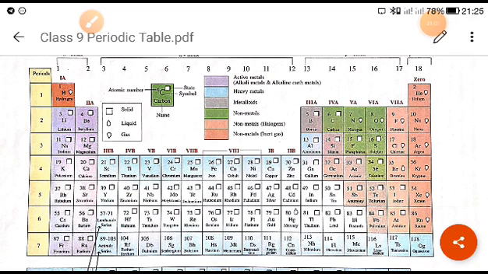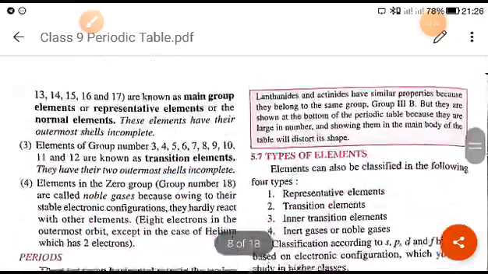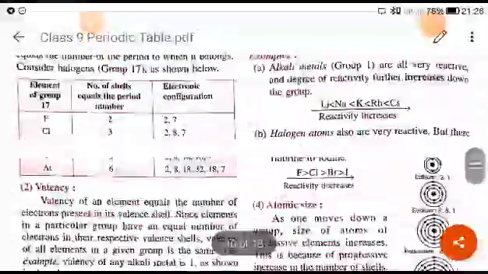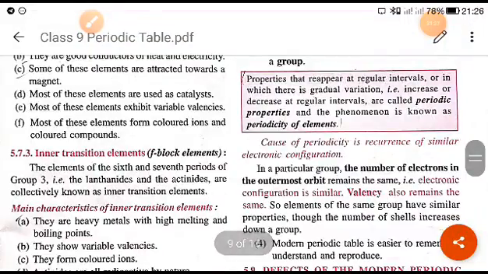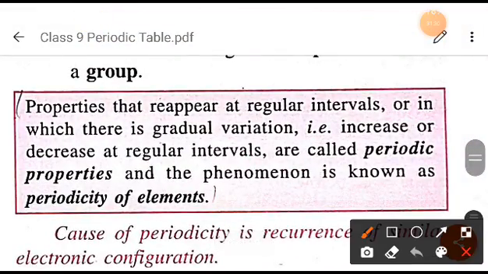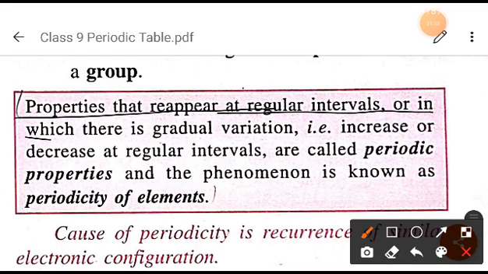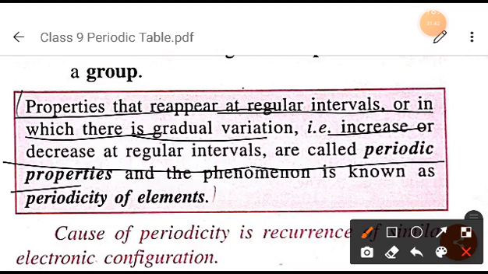One more thing: properties that reappear at a regular interval, or in which there is a gradual variation, meaning an increase or decrease at a regular interval, are called what? Periodic properties. And the phenomenon is called periodicity of the elements. As you can see, the definition is given here. So the properties that reappear at a regular interval, or show a gradual variation, either an increase or decrease, are called periodic properties, and the phenomenon is known as periodicity of the elements.